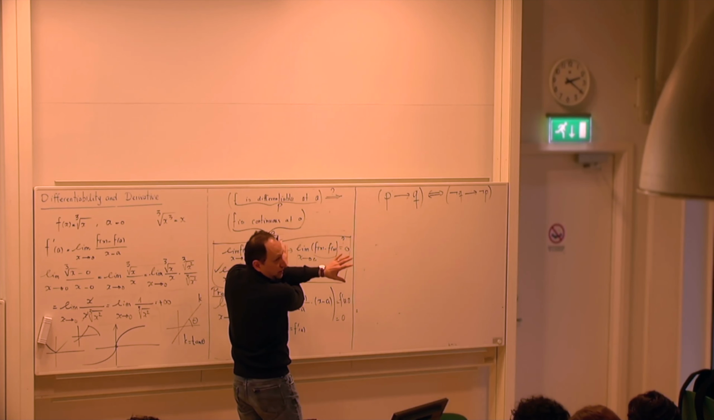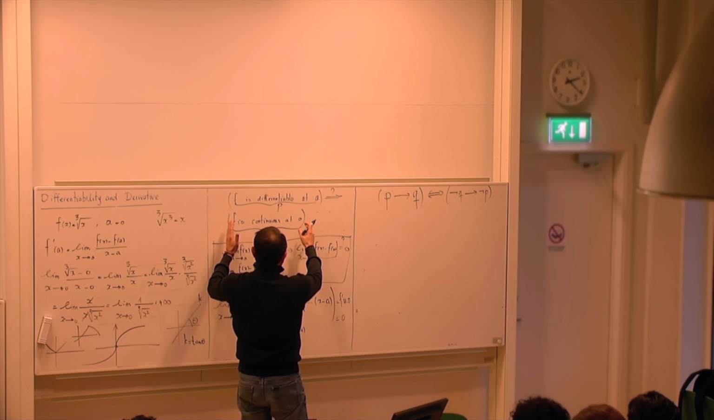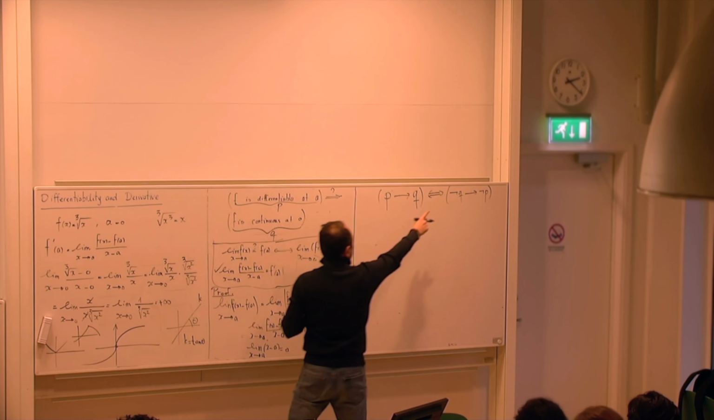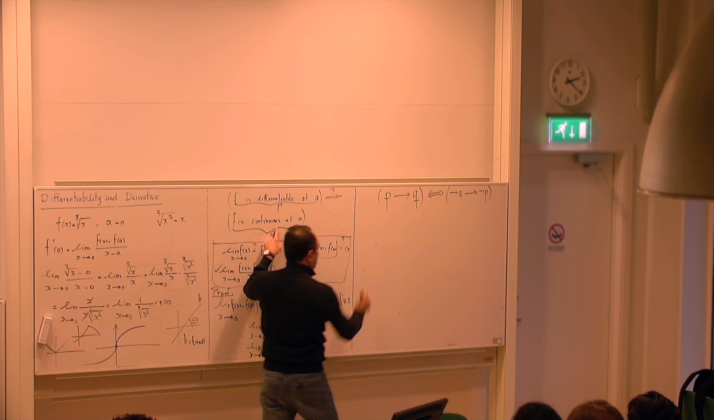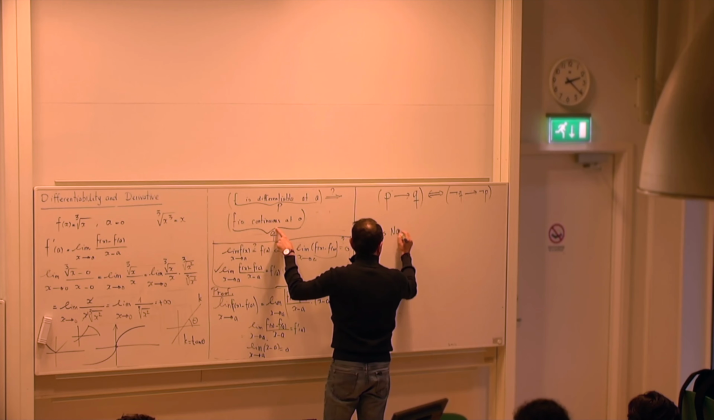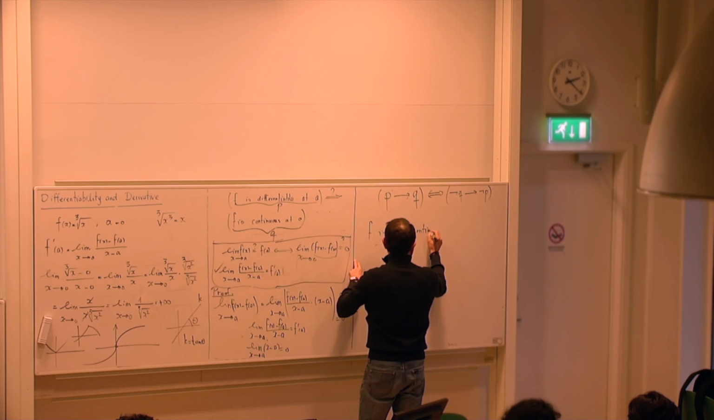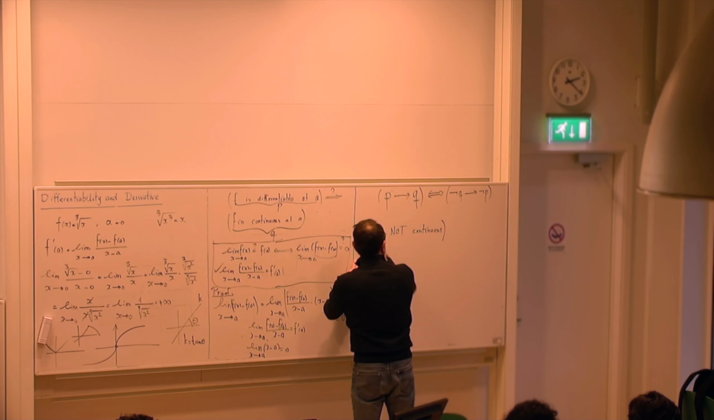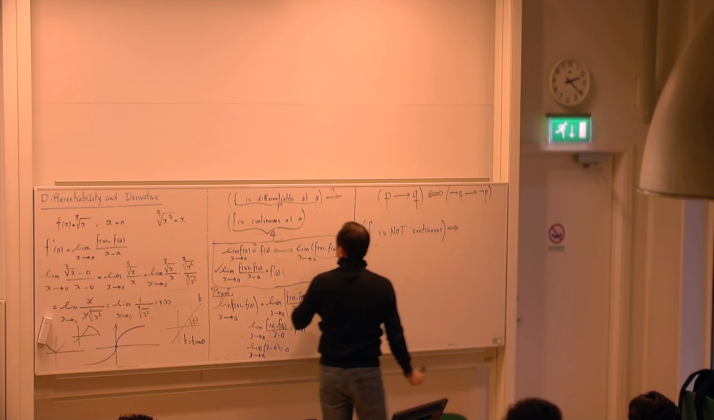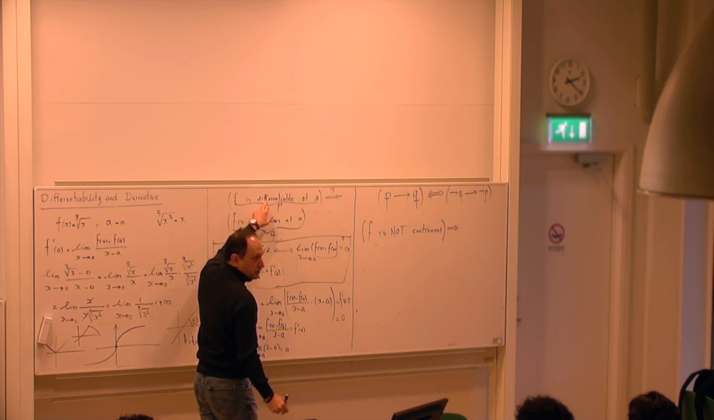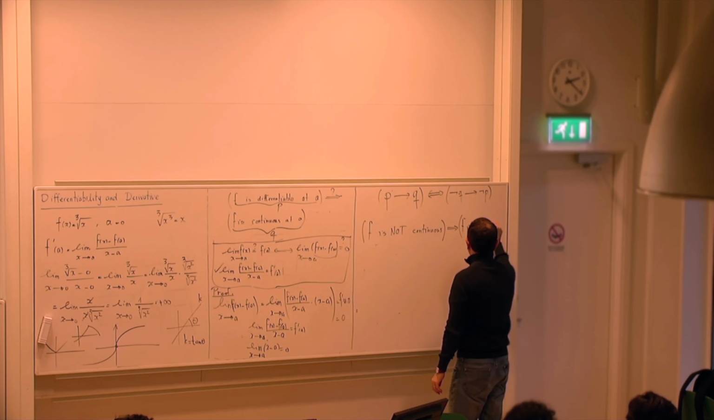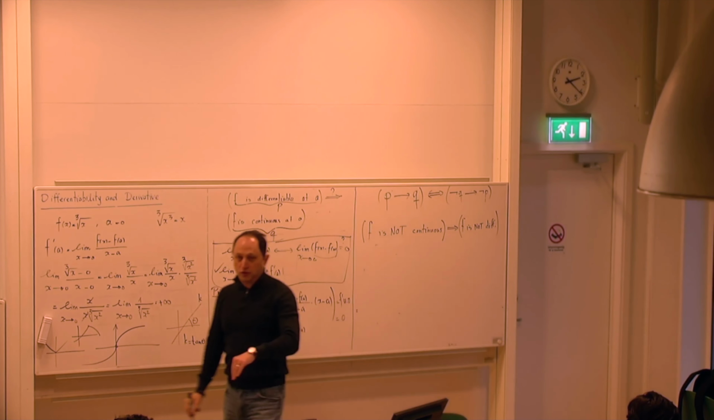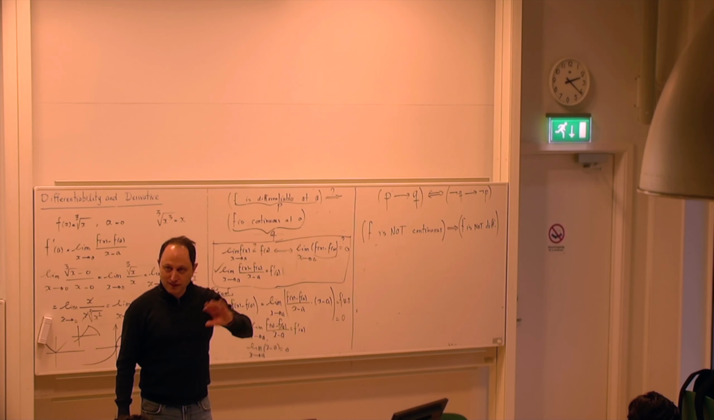Now, can you read the negation for me? Instead of writing P, then Q, I write not Q, then not P. Can you tell me what is not Q? F is not continuous. Then not P. What is not P? F is not differentiable. So this is not a new theorem. This is the same theorem expressed in a different language.